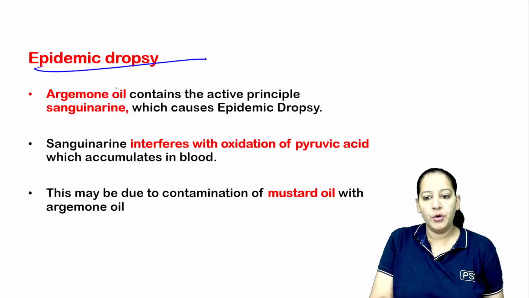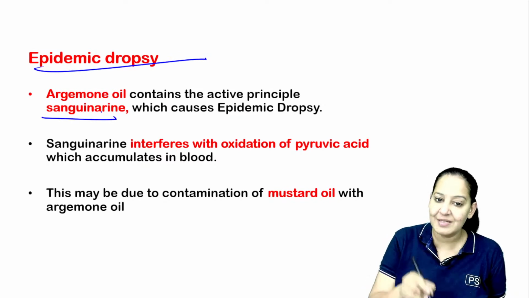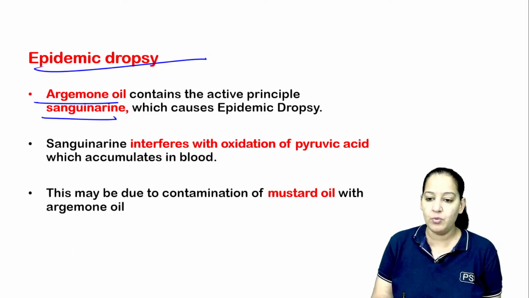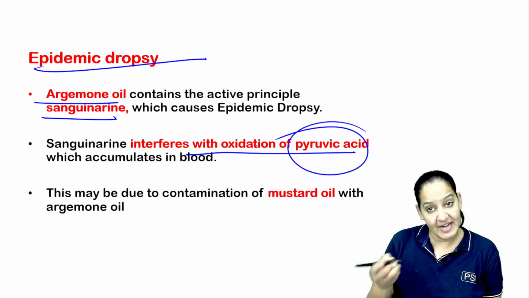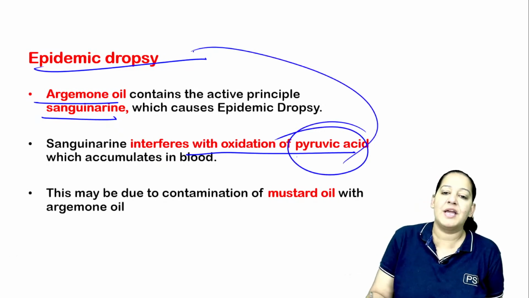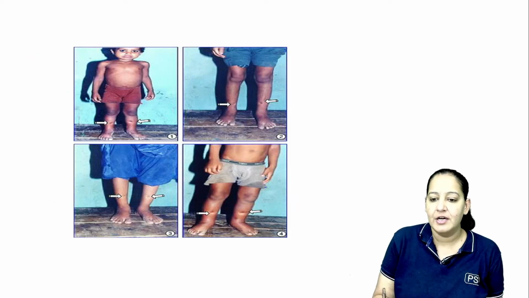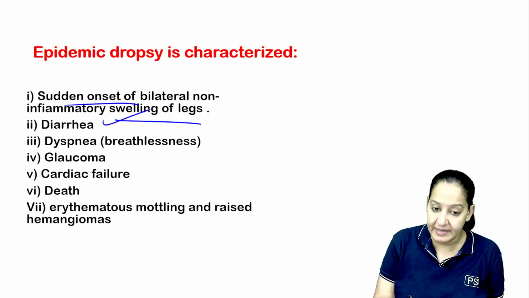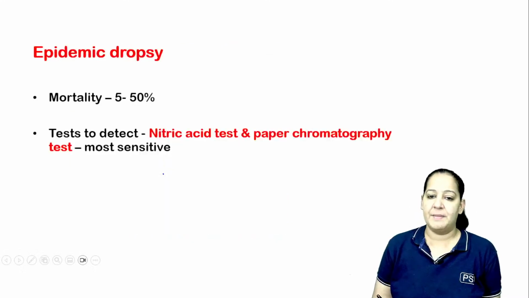Epidemic dropsy, I told you, the principal active agent is sanguinarin, which is present in argemone oil. The sanguinarin is a toxin. Actually what it is doing, it interferes with the oxidation of pyruvic acid. So pyruvic acid accumulates in the blood and that will cause epidemic dropsy, in which the patient has sudden onset swelling of the legs. The patient has diarrhea, dyspnea, glaucoma, cardiac failure, death can occur. So that is epidemic dropsy.